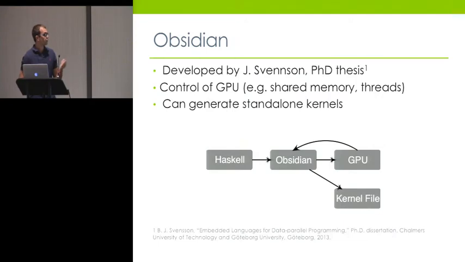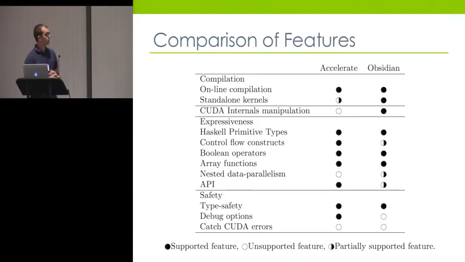Obsidian is a bit different. It also solves some of the abstraction issues, so we program in a Haskell-like language, but we remain in control of what's happening inside the GPU. Similarly, we can do online compilation, but we can also generate standalone kernels. So we can use this language to produce a CUDA source file that we can then use in other CUDA projects. And so one of the results of the work I did here was to get all the features of these languages and compare and see what they offer.